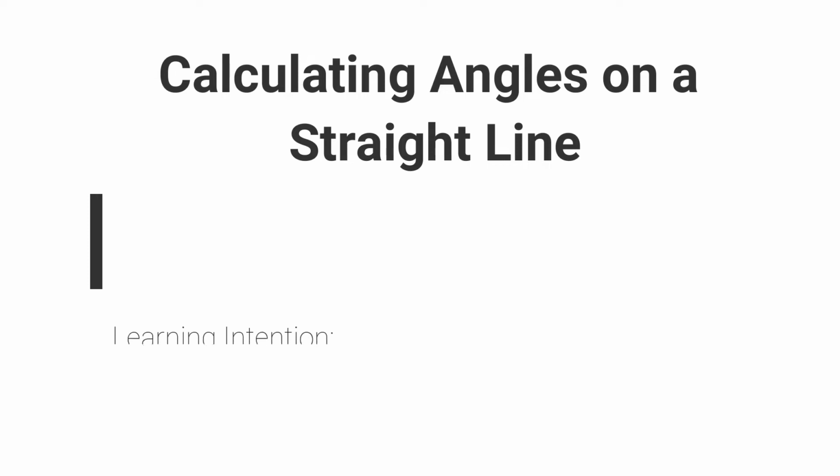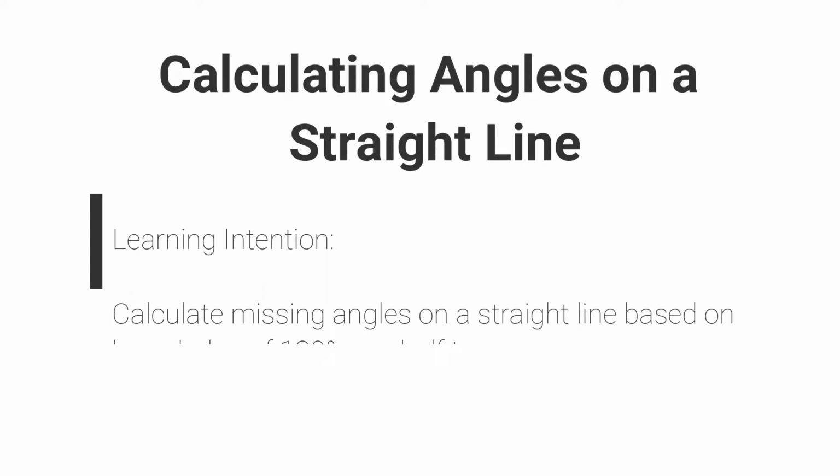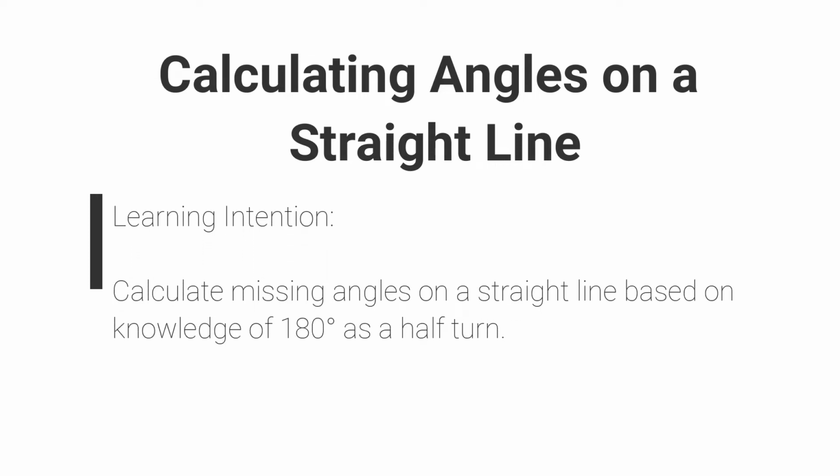Welcome back, Year 5. In today's math lesson, we're continuing our work on angles. We'll be bringing back an old skill of calculating angles on a straight line, or when we worked on supplementary angles. Our learning intention is to calculate missing angles on a straight line based on knowledge of 180 degrees as a half turn, or that straight line. So if you did the supplementary angles lesson not last week but the week before, you'll be set for this one. It's going to be super easy.